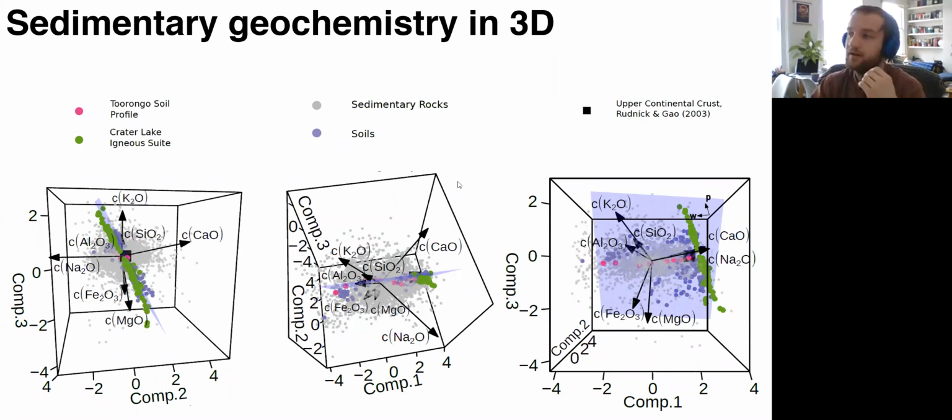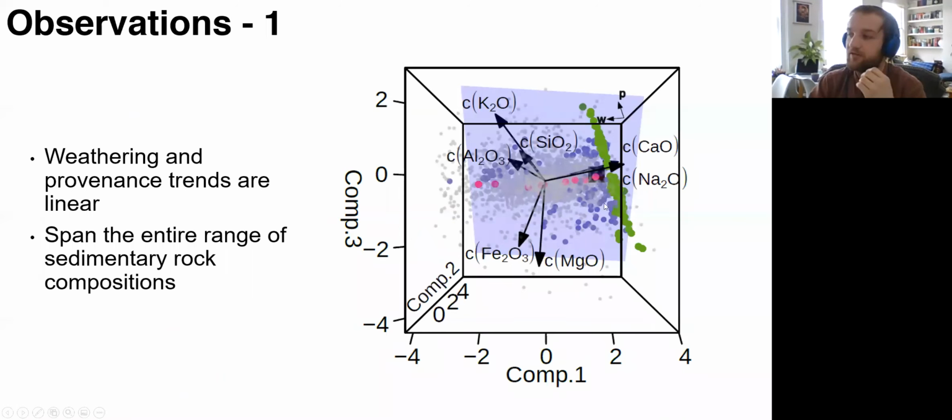Okay, so now that we've summarized this data, what observations and inferences can we make from it? Well, firstly, the weathering and provenance trends in this transformed space are linear. They form a very nice linear array. For example, here, we can go from mafic, so enriched in iron and magnesium, to felsic, enriched in potassium, along a straight line in the 3D space. Similarly, weathering also appears to plot a linear trend. These weathering profile points from the soil appear to also plot an approximately linear trend.